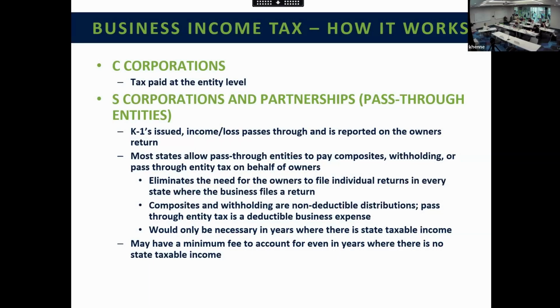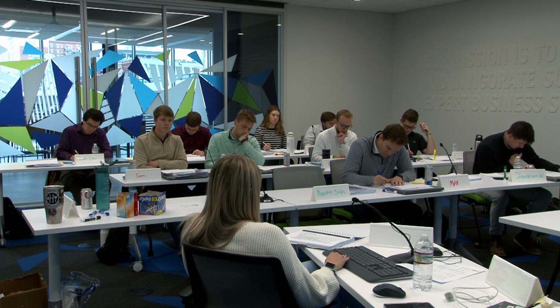And then also with pass-through entity tax, it's a deductible expense. Unlike withholding and composites, those are distributions, so that's not a P&L item, but pass-through entity tax is. So we're basically generating a deduction for the business by paying tax on the owner's behalf, which they would have had to pay anyway at the personal level. The business now gets a deduction for it. Any questions on that?